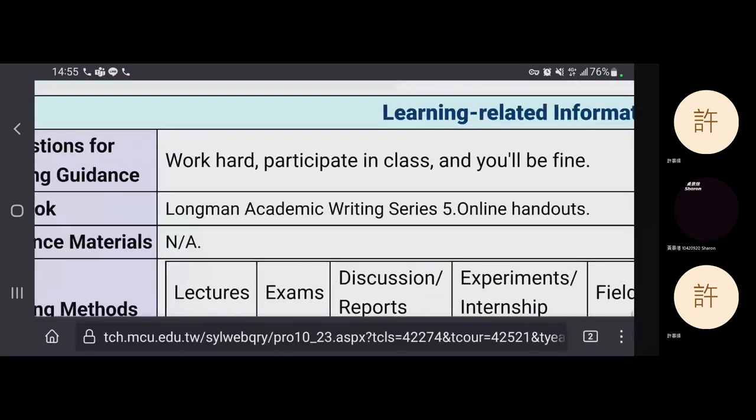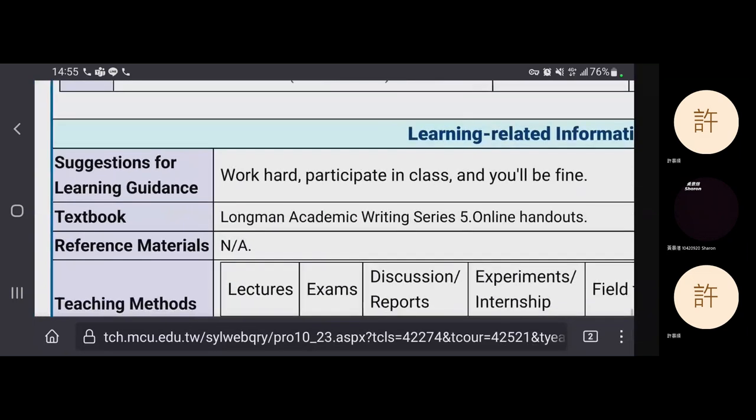Okay, this is kind of important. Suggestions for learning guidance. Work hard, participate in class, and you'll be fine. So don't worry too much. It's a very low pressure class.